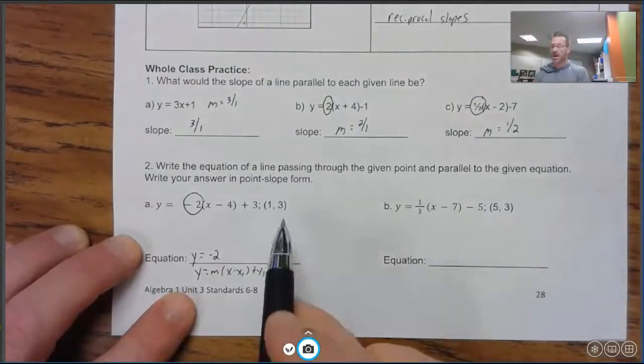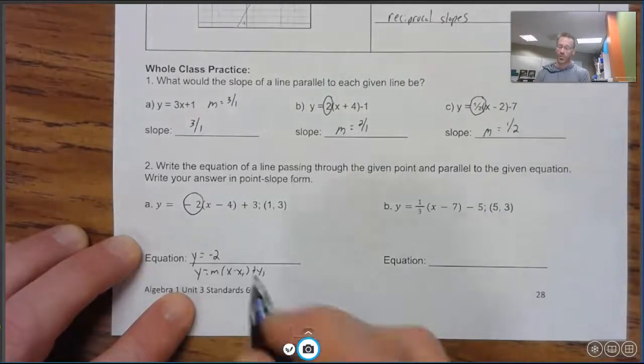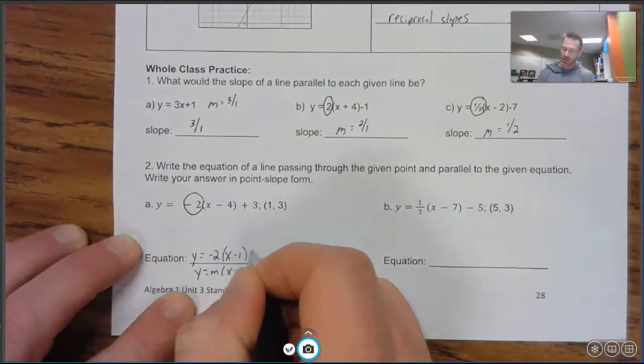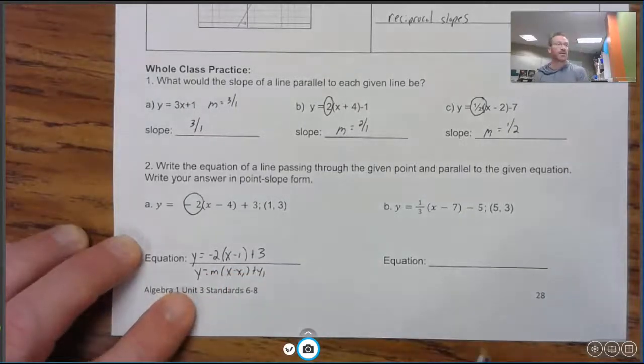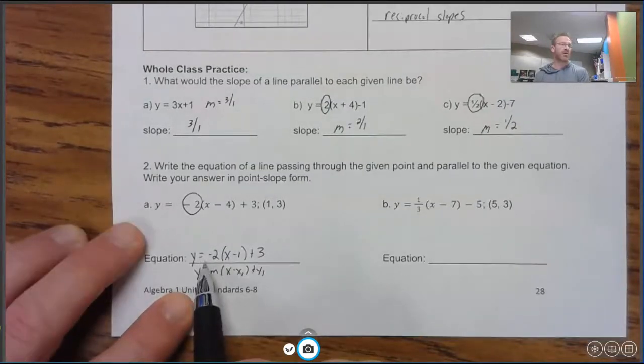Now then I want my new line, my parallel line, to go through this point that's given to me, which is 1, 3. So I just throw that into my equation like that, and we're done. And that is it. So I just have to be able to find that slope in this line, and I want to use the exact same slope to make it parallel.